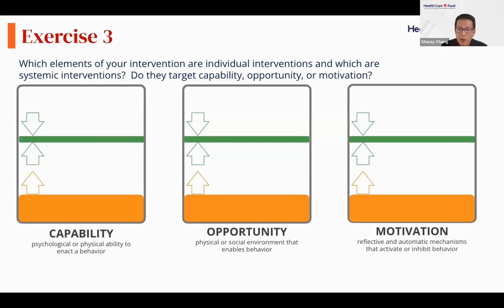Which brings us to our third and final exercise for this session, which is for you to consider which elements of your study are individual interventions and which are systemic interventions, and what they target: capability, opportunity, or motivation. Again, the worksheet for this exercise is included in the assets for this session. Feel free to pause the recording to complete this exercise, and then resume the recording when you are ready.